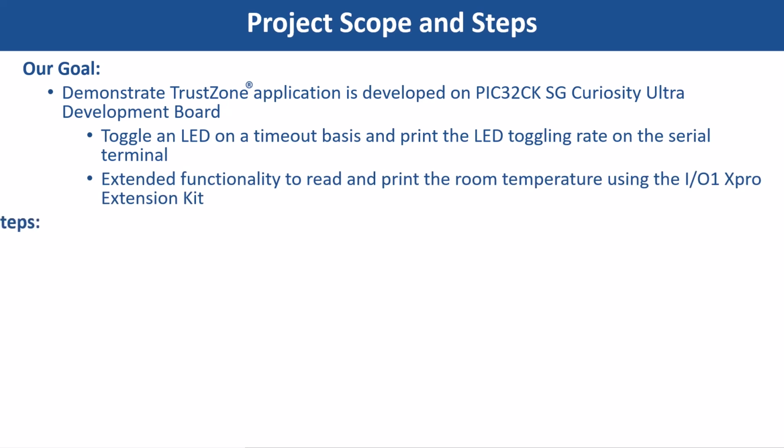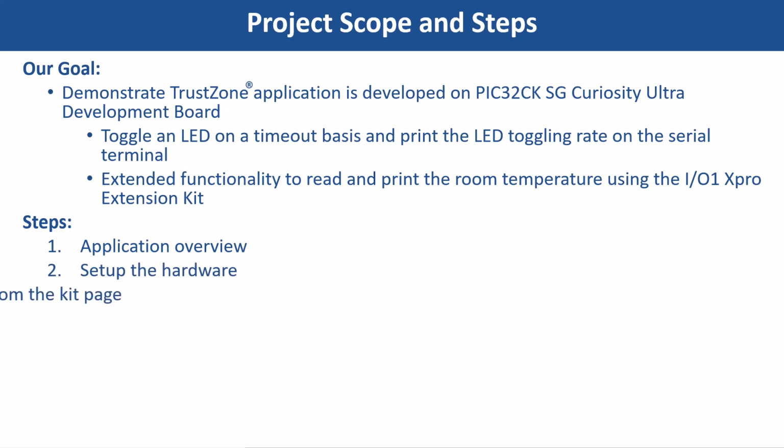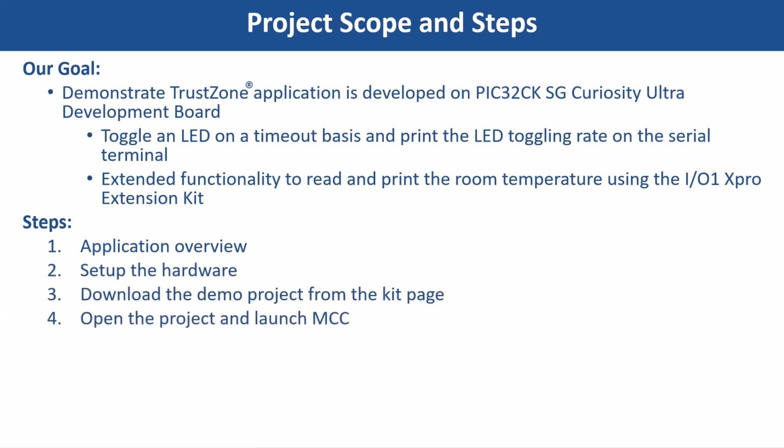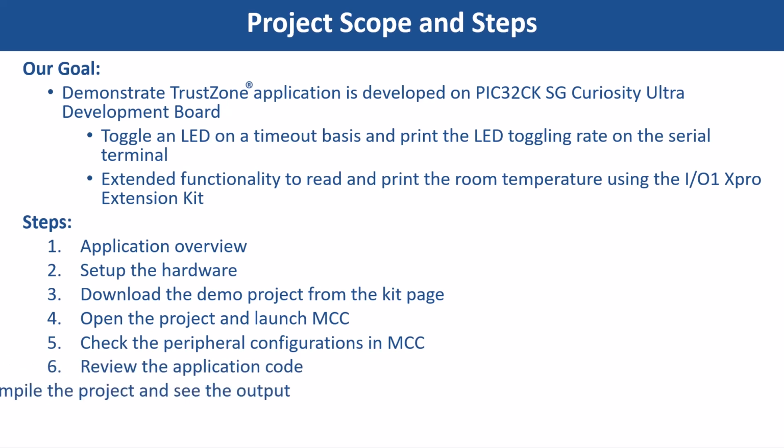To achieve this, first, we will show you the application development overview, set up the hardware, download the project from the kit page, open the project and launch the MCC, check the peripheral configurations in the MCC, review the application code, and then compile the project and see the output.